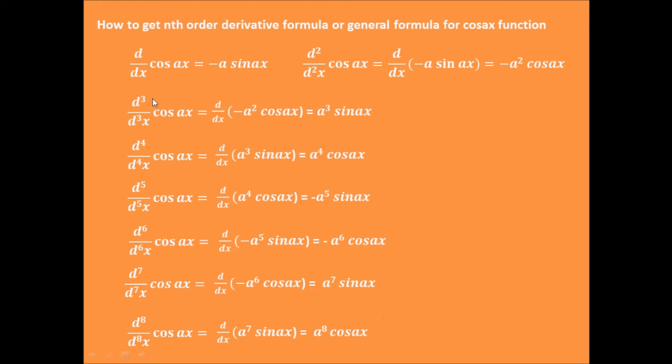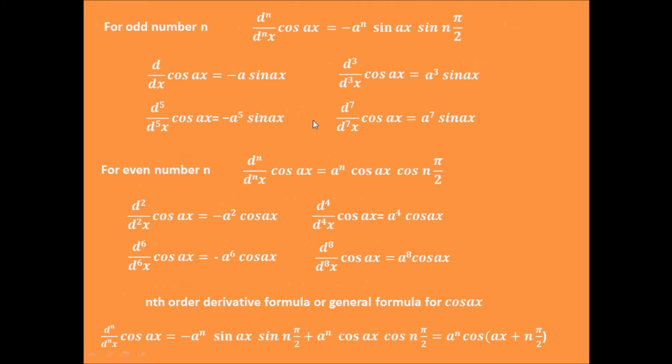For example, for the derivative orders such as 1, 3, 5, and 7, all terms include sine ax, and the only difference is the minus and positive signs. However, we should realize that sine 3 pi divided by 2 equals minus 1, and sine pi divided by 2 equals 1. So, we can make a reasonable assumption for the order number n.